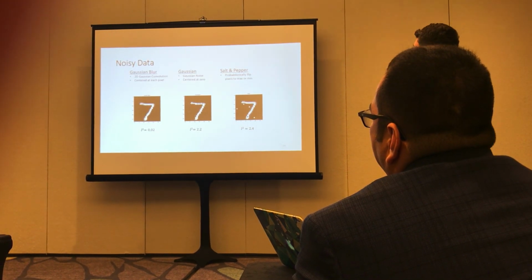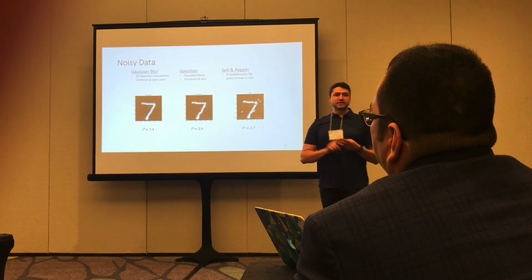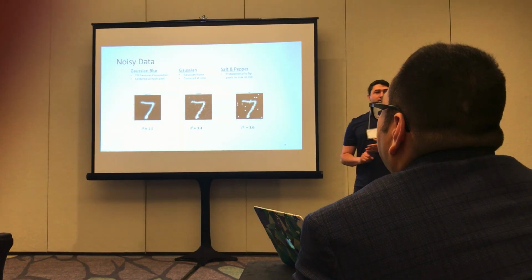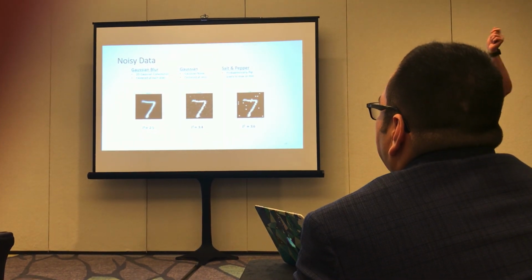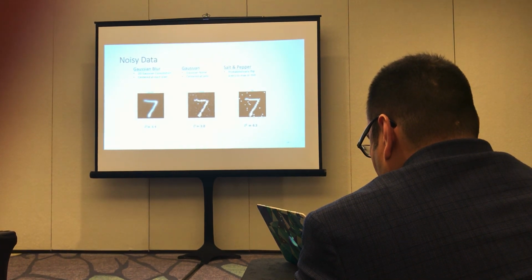Okay, so let's talk about the experimental results. Right now we've only implemented 3 different types of noise: Gaussian blur, Gaussian, and salt and pepper. And again, what we do is we operate on the points in the original data space and we add some amount of noise to them. And by some amount, we actually vary that.